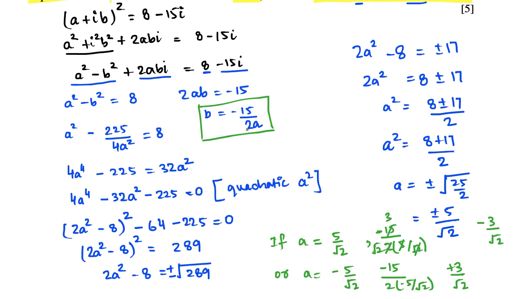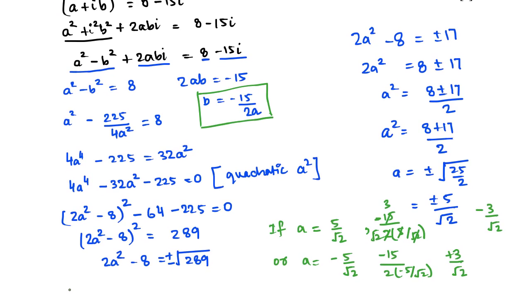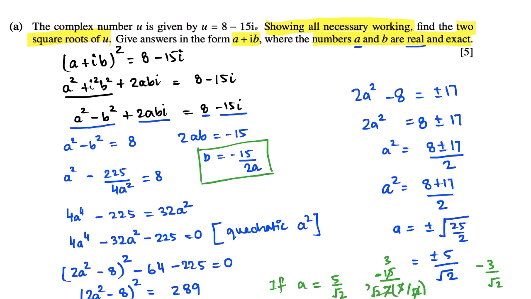So now I am writing the possible square roots over here. The possible square roots will be in the form a plus ib. If I take 1 by root 2 common, the possible values would be 1 by root 2 times (5 minus 3i), or 1 by root 2 times (negative 5 plus 3i). So these are the possible square roots of 8 minus 9i.